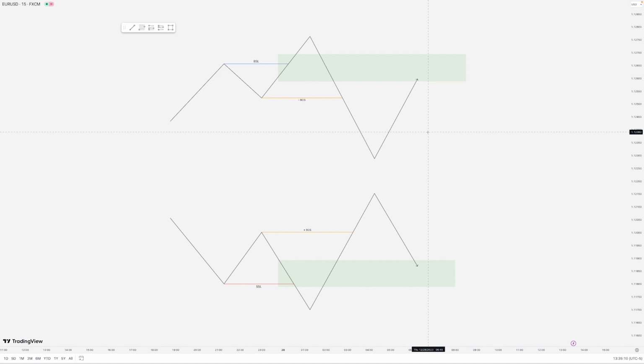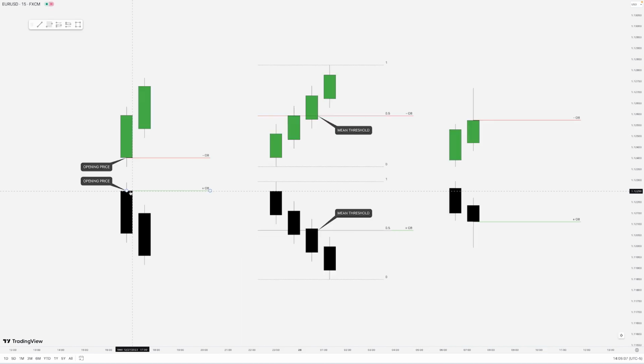Now that we've covered what creates and how to identify an ICT order block, let's go over some entry techniques. Depending on how the order block forms, I'll use different entry techniques. My favorite type of order block is large candle bodies with small wicks, such as these ones. At this type of order block, I enter at the opening price of the order block.